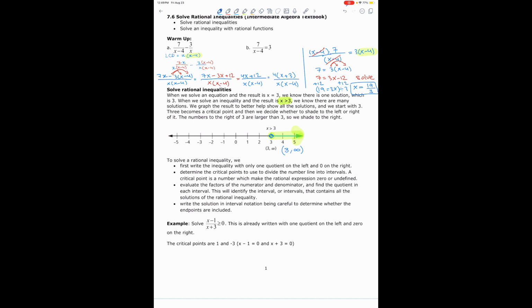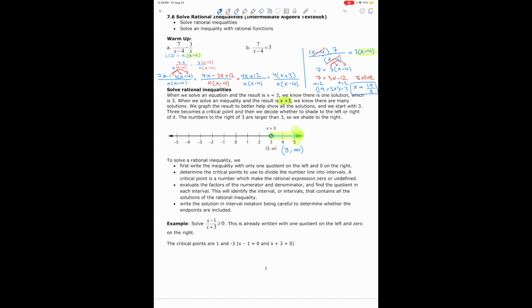In order to solve a rational inequality, we first write the inequality with only one quotient on the left and 0 on the right. That has to be the case. So if there is anything on the right, we have to remove it and make it into 0.